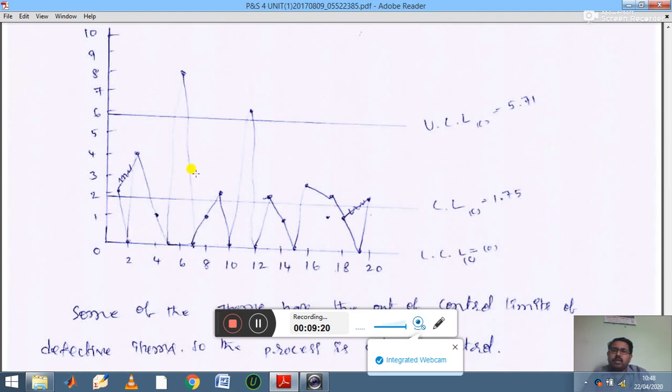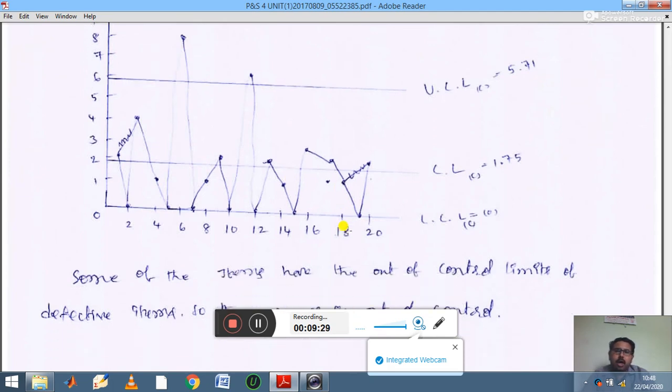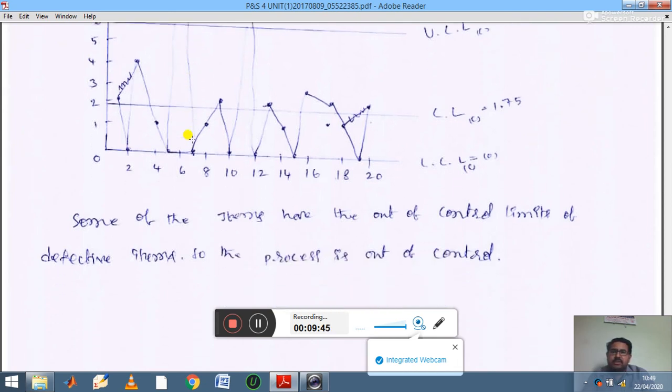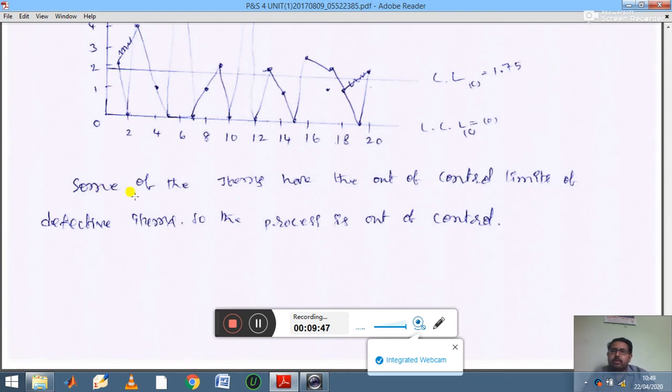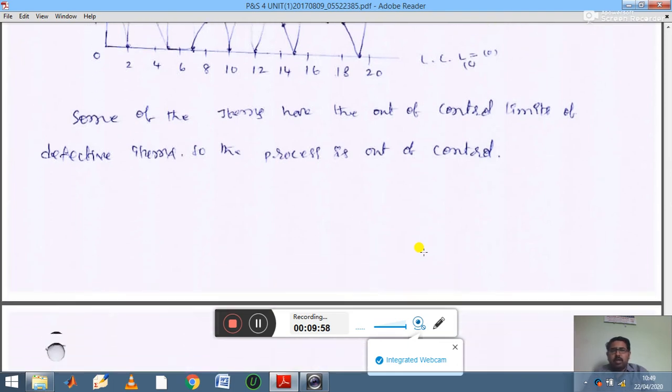Like that, for the given data you mark all the points and join them. When you join these points you get a curve. Then you observe whether the curve is under control or out of control. Here you see this is the UCL line and this is the LCL line. This part of the curve is going outside of the UCL. Therefore your process is out of control. So here you need to conclude that some of the items have defects beyond the control limits, so the process is out of control. Like that you need to find the C chart.